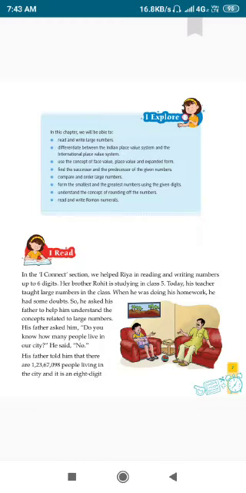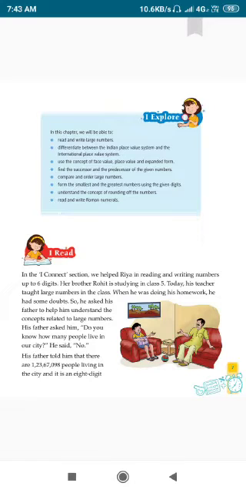Next, find the successor and the predecessor of the given numbers. Next is compare and order large numbers. And the next, form the smallest and the greatest numbers using the given digits. The second last, understand the concept of rounding of numbers. At last, in this chapter we will read and write Roman numerals.